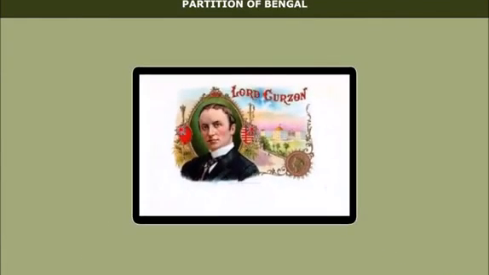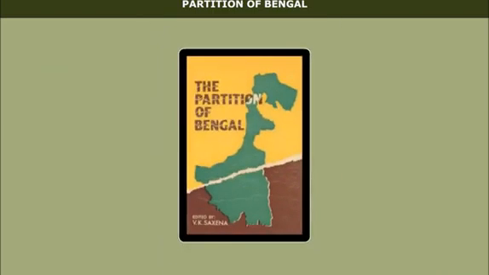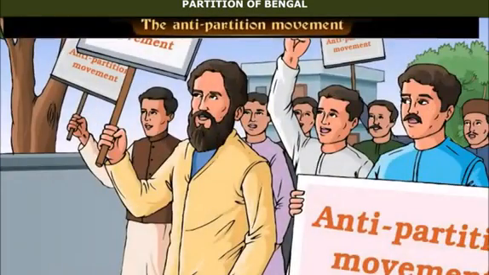Partition of Bengal. In 1905, Lord Curzon divided the province of Bengal into two parts, East Bengal and West Bengal. He held that Bengal was a big province, too large to be administered efficiently as a single province. The anti-partition movement was organized by the national leaders at Calcutta in August 1905. The movement spread throughout Bengal. Swadeshi and boycott movements were adopted to put pressure on the government.